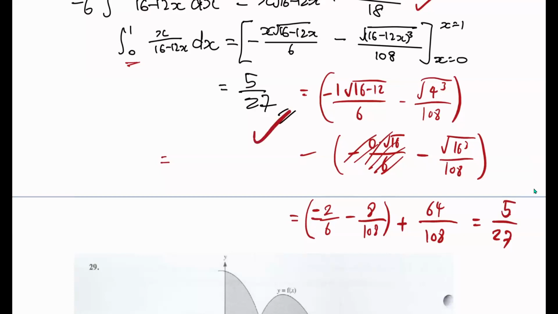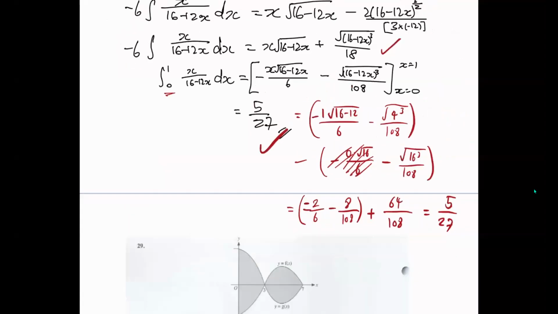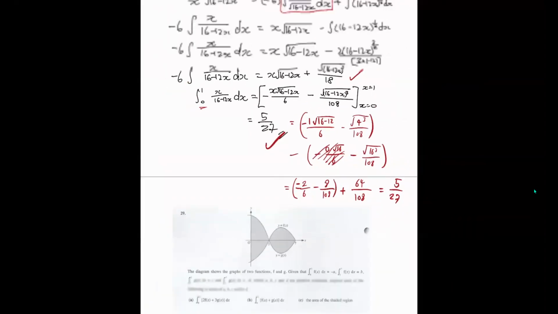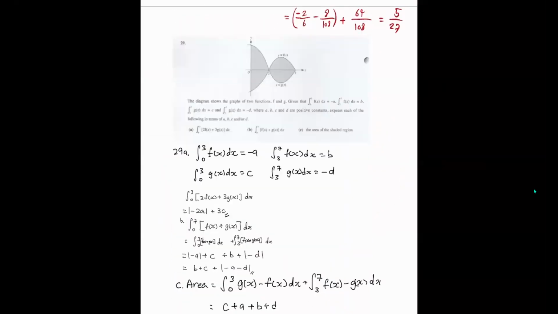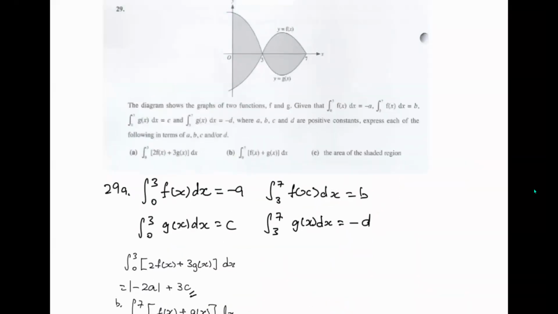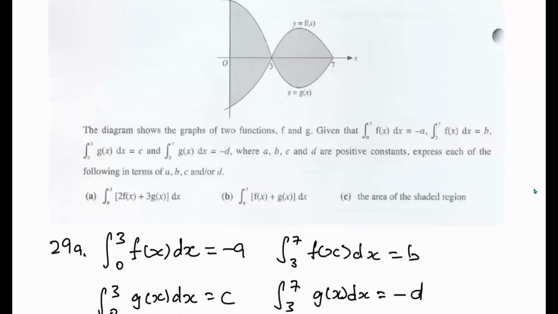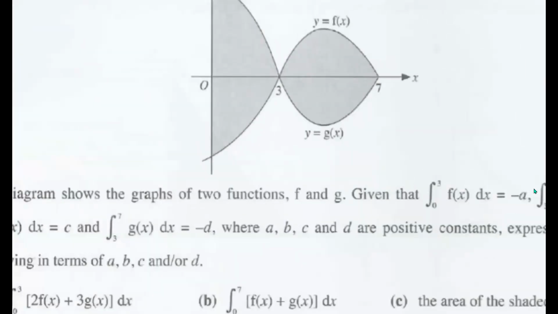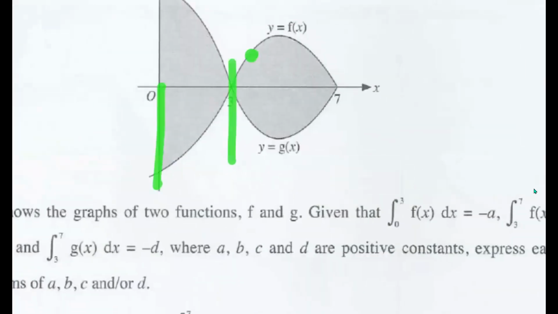Okay, good. Okay, next one, 29. So this one requires you to know the rules of the integration for definite integrals. Let's see, you have function f here, function g there. Given that integral of f of x from 0 to 3 is equal to negative a, so how do you interpret negative a? It means here to here of f of x.